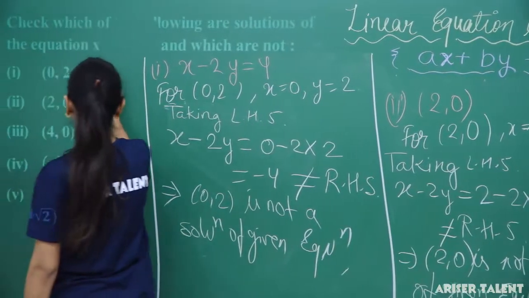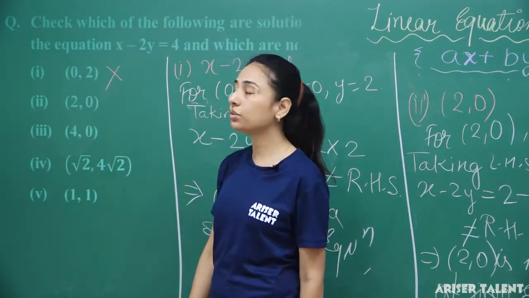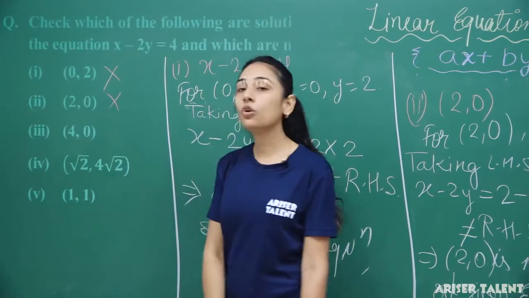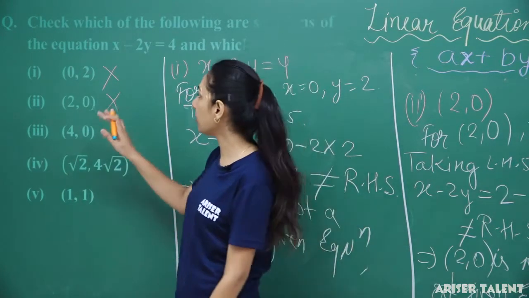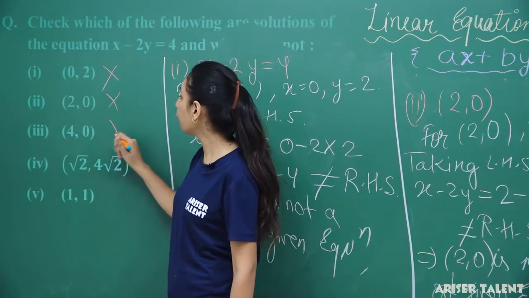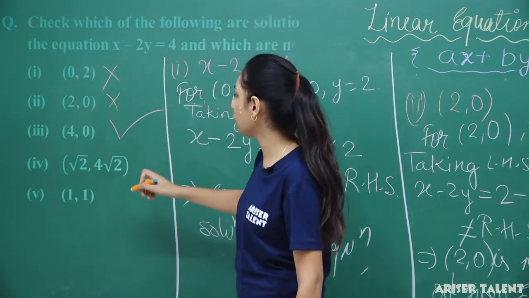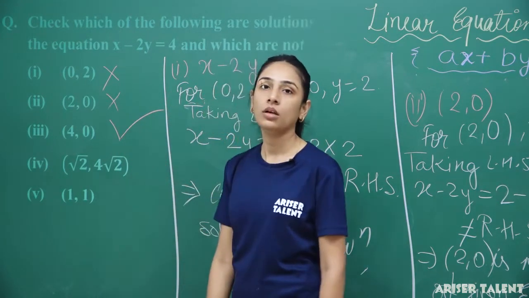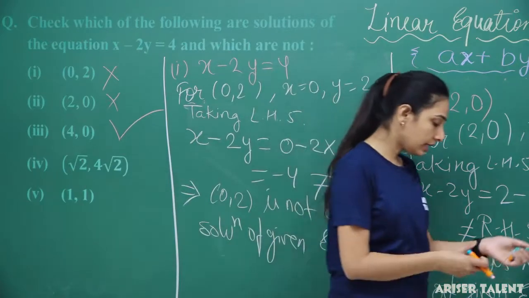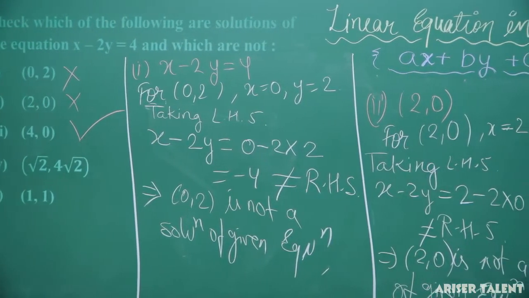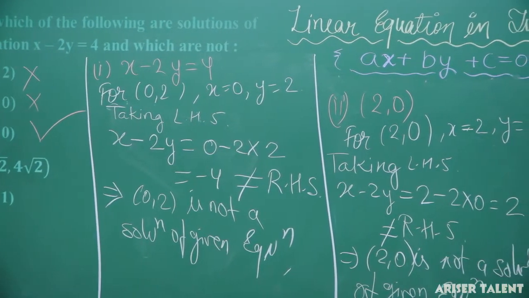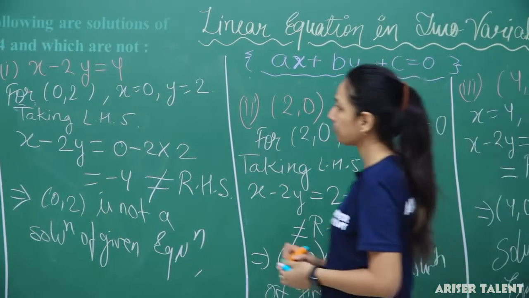Now, come this side. What we have, look, that 0, 2 and 2, 0 are not solutions. 4, 0 is a solution. Right? Okay, so note it. I am going to rub this portion and we will move towards the 4th and 5th parts. Okay?